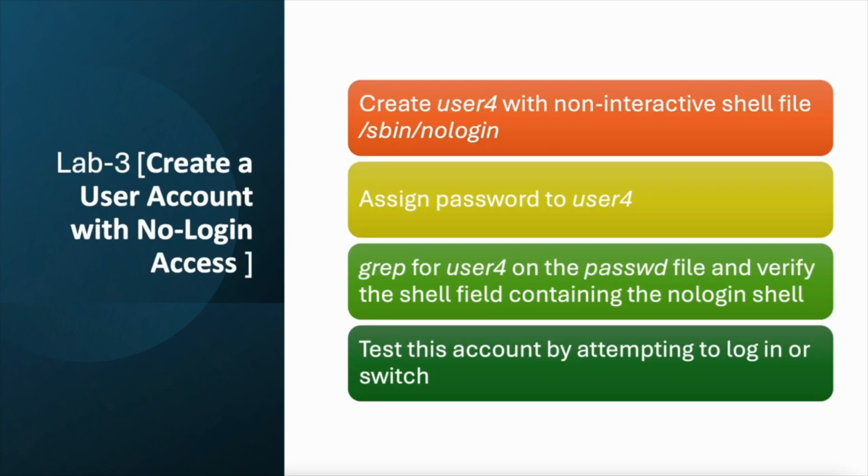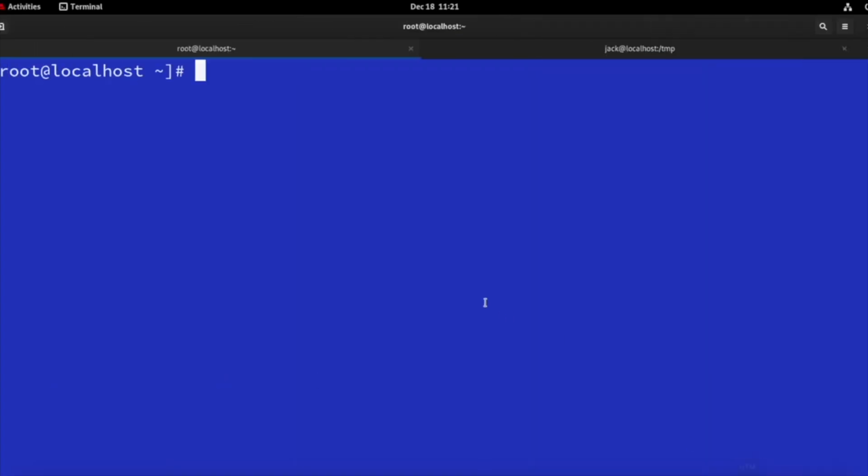The next slide is to create a user with no login access. The username is user4 and the shell should be /sbin/nologin. Let's do the lab for this. So first you need to create a user. So useradd, name as user4, and the login shell I want is -s /sbin/nologin. This is the requirement.